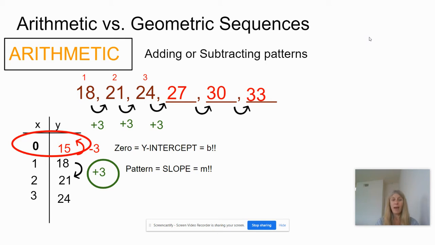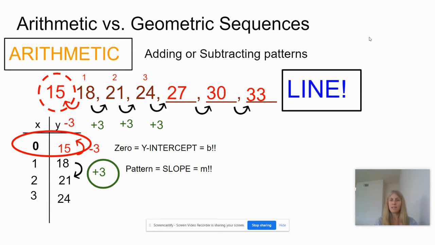The change or the pattern is the slope, and the 0 figure is our y-intercept. In this case, it's the 0 term. Now, it doesn't really exist. Our term sequence starts with 1. But we can go ahead and work backwards, doing the opposite of adding 3 just in our sequence and not transferring it to a table. 18 minus 3 is 15. So some people like to transfer it to a table. Some people just like to work on the actual sequence itself. That's going to be personal preference.